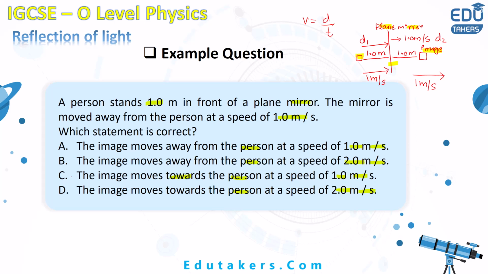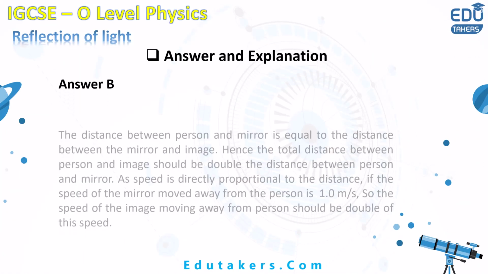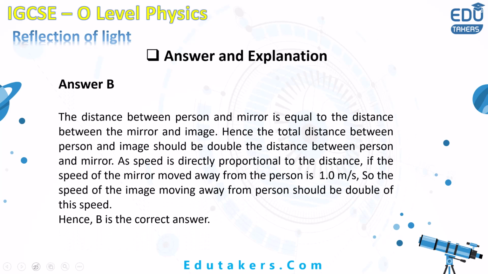So basically here you have to talk about the speed with which the image is moving away from the person. It would be the sum of both of these speeds, with which the plane mirror is moving from the person and with which the image is moving away from the plane mirror. So the speed is basically 1 plus 1, which is 2 meter per second. With speed 2 meter per second, the image is moving away from the person. You can see here, answer B is correct. Let's see the explanation.